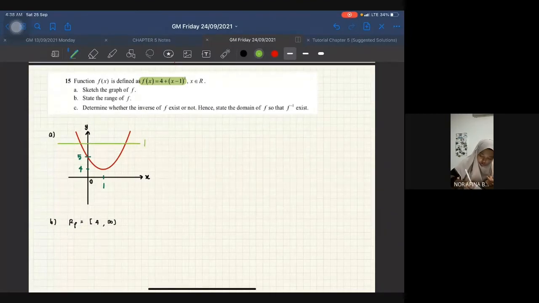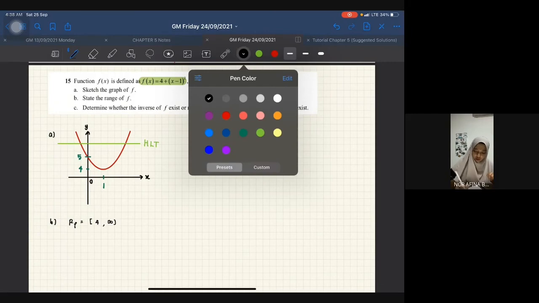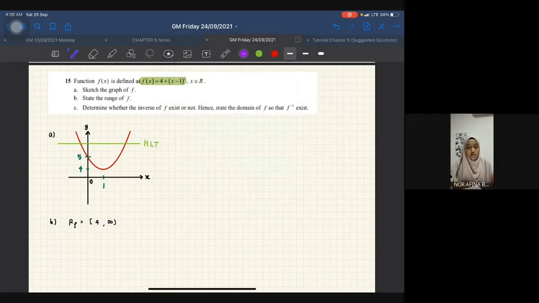Okay, so this is HLT. From this HLT, kita punya inverse tu, dia exist ke tak exist? Yes, jawapan dia tidak exist. Okay, so sebab apa dia tidak exist? Sebab dia langgar kita punya graph. Our HLT cuts the graph at 2 points. Okay, so first point is over here, and then this point is over here.